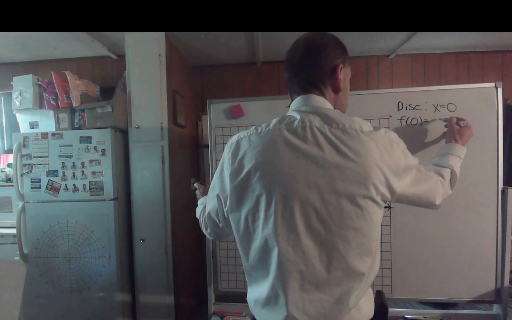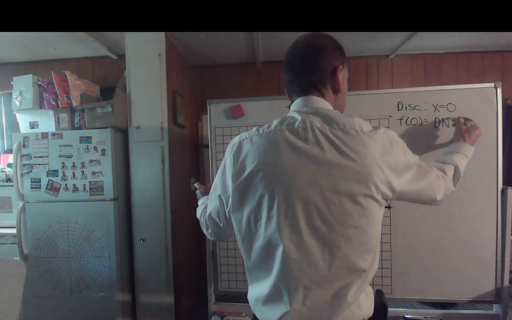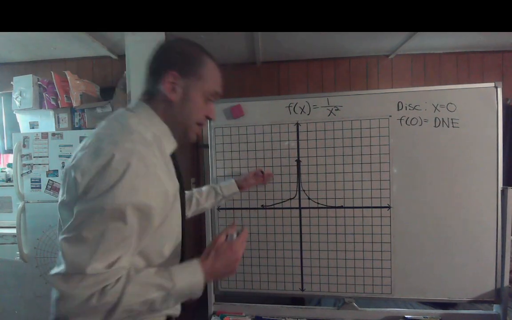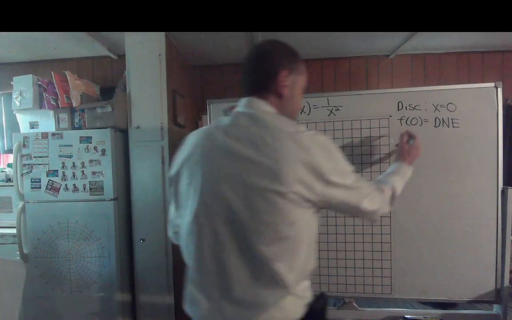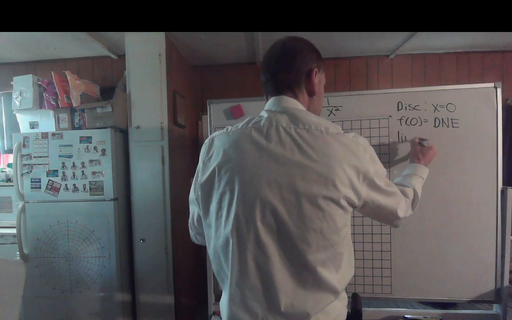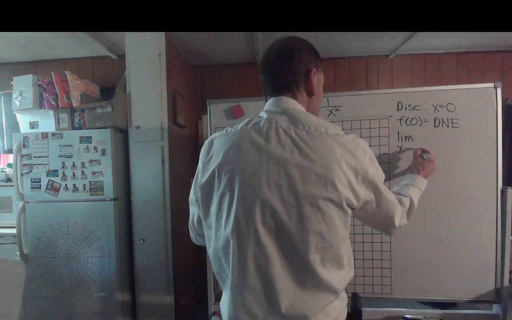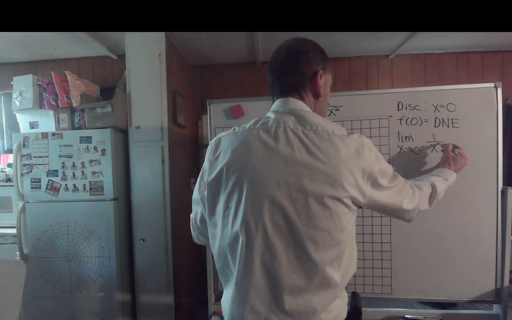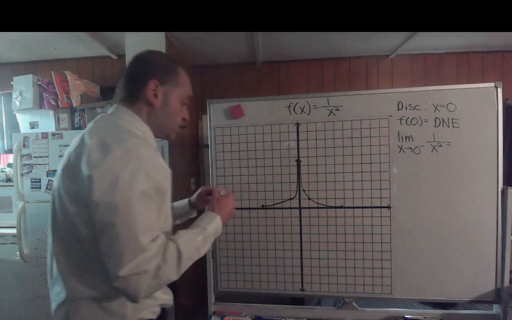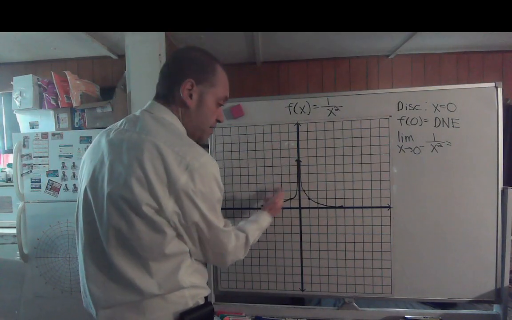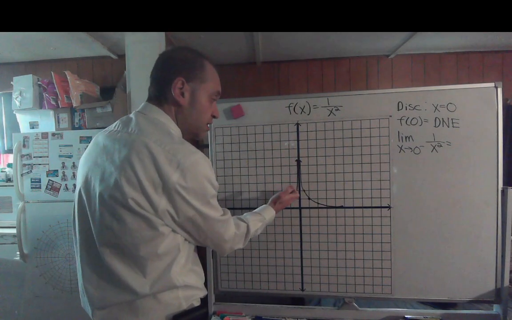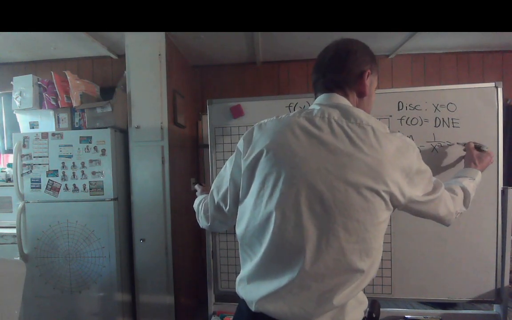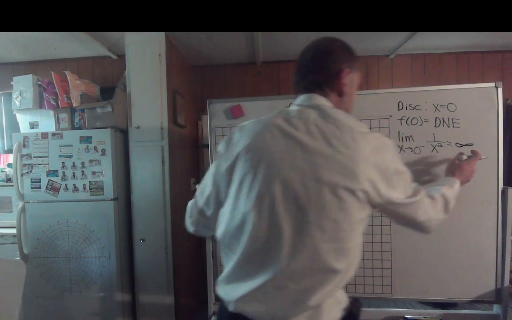So f of 0 does not exist because that would still give you 0 in the denominator. But we can take the left-handed limit and the right-handed limit. So if I take the limit as x approaches 0 from the left of 1 over x squared, then if I approach 0 infinitely closer and closer from the left, I'm going to approach infinity. So the left-handed limit would be positive infinity.